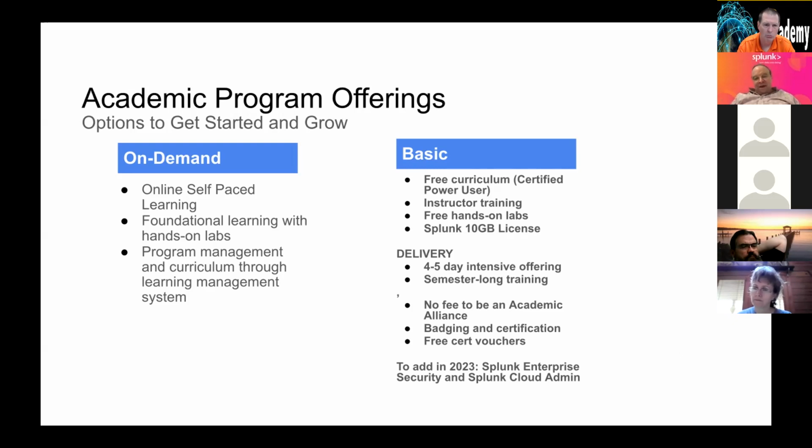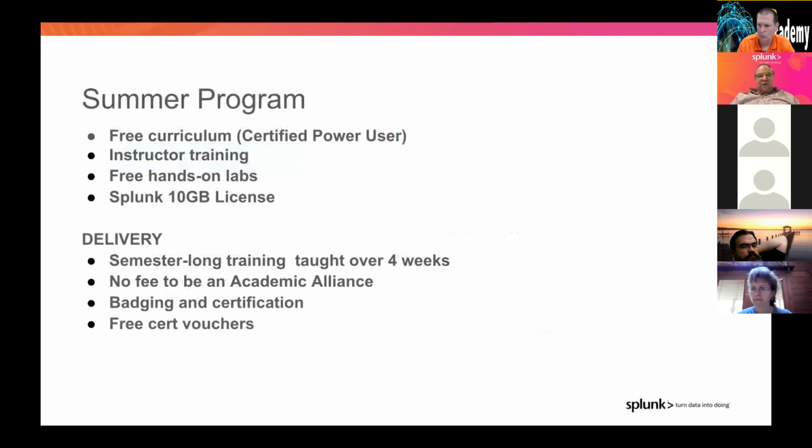There's no fee to be an academic alliance. You simply sign the agreement. And again, I said that we are providing badging and free cert vouchers. We have about 7 certifications now, but next year we will be adding our next highest demand, which are Splunk Enterprise Security, that gets you up to our highest level of cybersecurity and data security, as well as our cloud admin offerings.